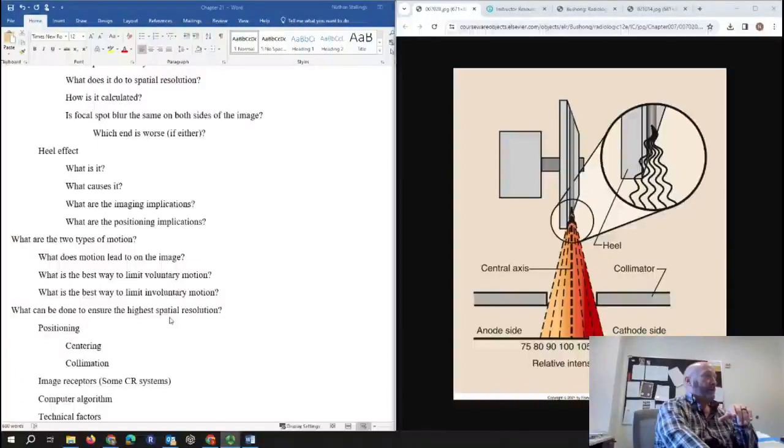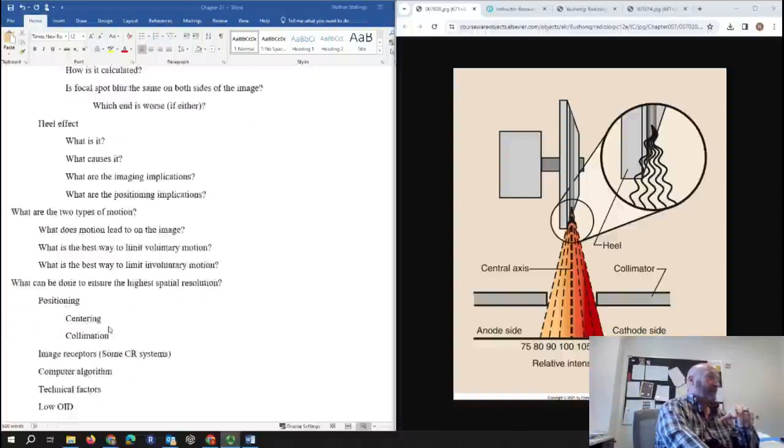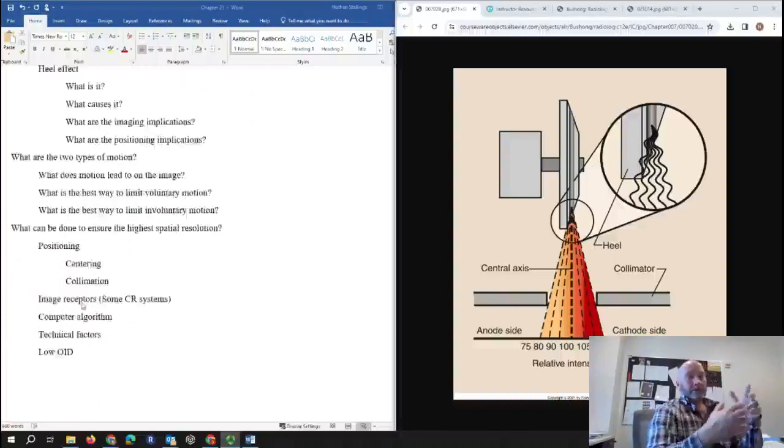So what can we do to ensure the highest spatial resolution? Positioning wise, we want to do those things that would prevent us from having either type of distortion. So we want to use an adequate SID. We want to use as low of an OID as possible. We would want to have our anatomy parallel to the image receptor and perpendicular to the central ray, with our image receptor perpendicular to the central ray. So all of that stuff. We want to center on the object of interest as well.